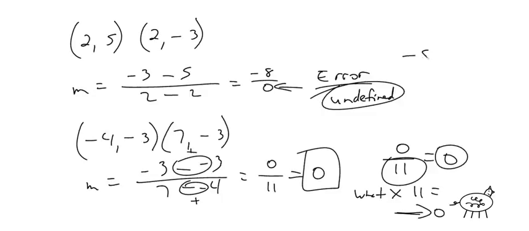But let's look at this one, negative 8 over 0. The same question is what times 0 equals negative 8? Right? So just like this one I said on the bottom, what times 11 equals 0? Well, 0. What times 0 equals negative 8? There is no answer. There's nothing that you can multiply by 0 to give you negative 8. That's why that one's undefined.